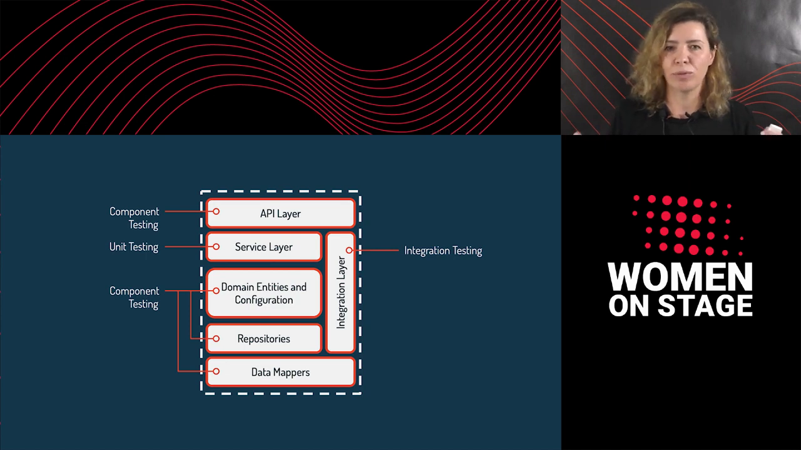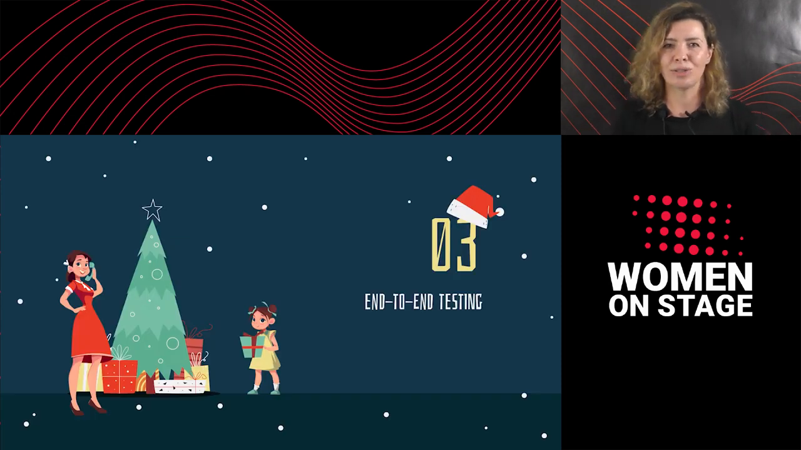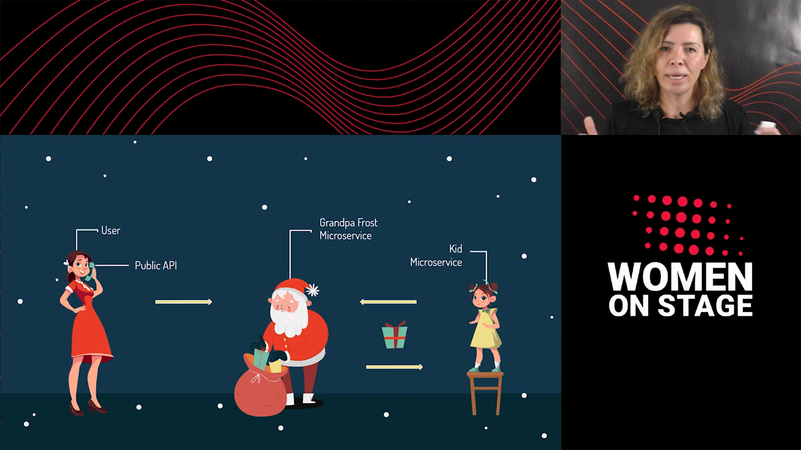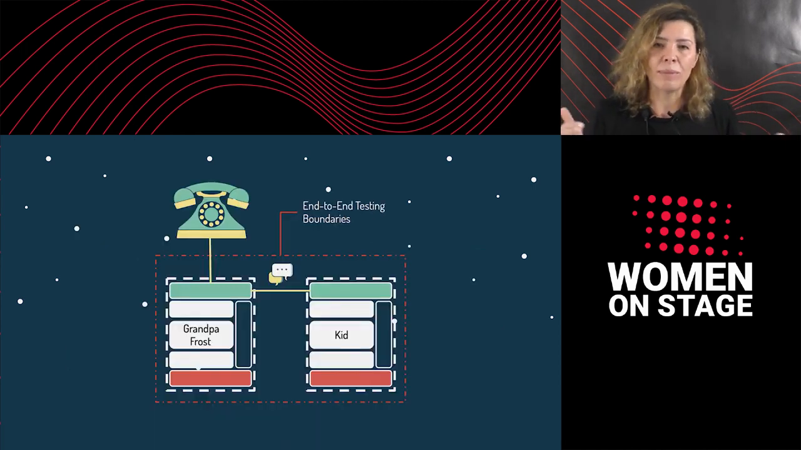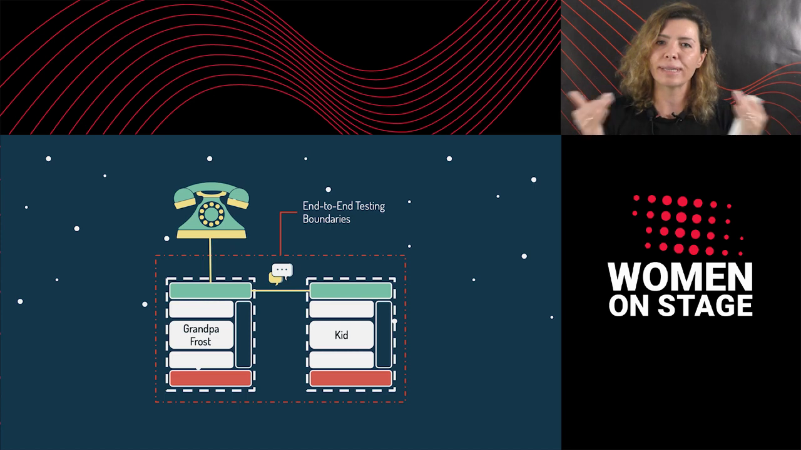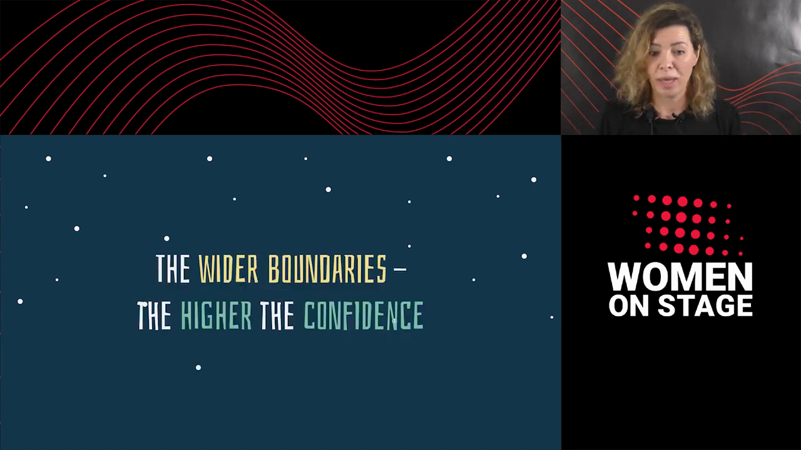Okay, now we're pretty confident that our microservice works as expected. Let's continue to end-to-end testing. By end-to-end, we want to verify our application meets the requirements, that our application achieved the business goals. Mom has the ability to communicate with Grandpa Frost, and Grandpa Frost comes in time, the kid received a gift, everybody is happy. End-to-end tests have large boundaries. They fill the gaps between microservices. The wider the boundaries, the higher the confidence.